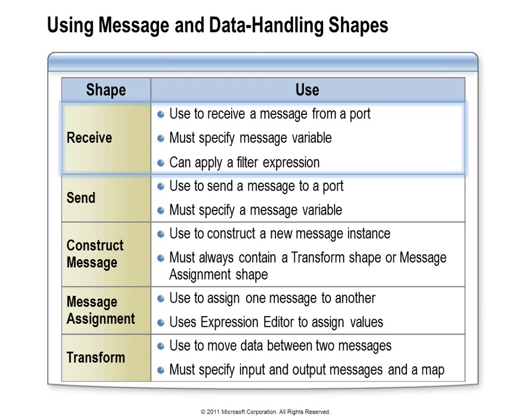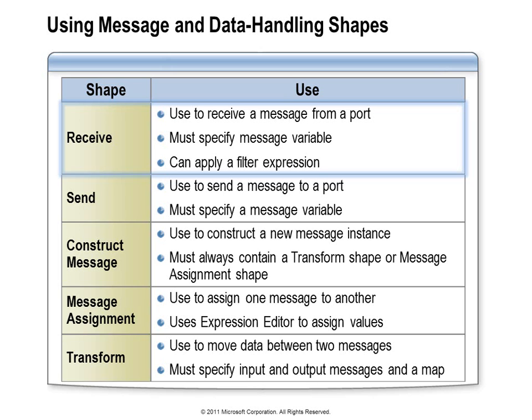One additional option that we have with this receive shape is we can define a filter expression on it. So even though our orchestration might be set up to process sales order messages, we could set up a filter expression so that our orchestration will only receive certain types of sales order messages. That very well could simplify our orchestration design if an orchestration only had to implement the rules to process a particular type of sales order.